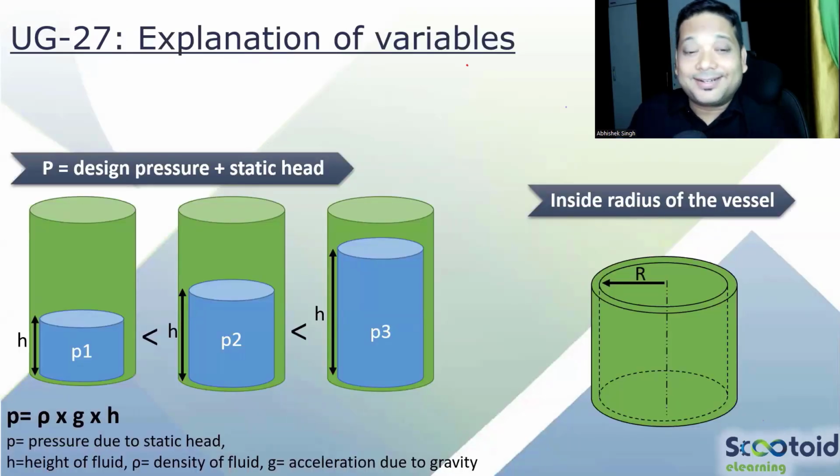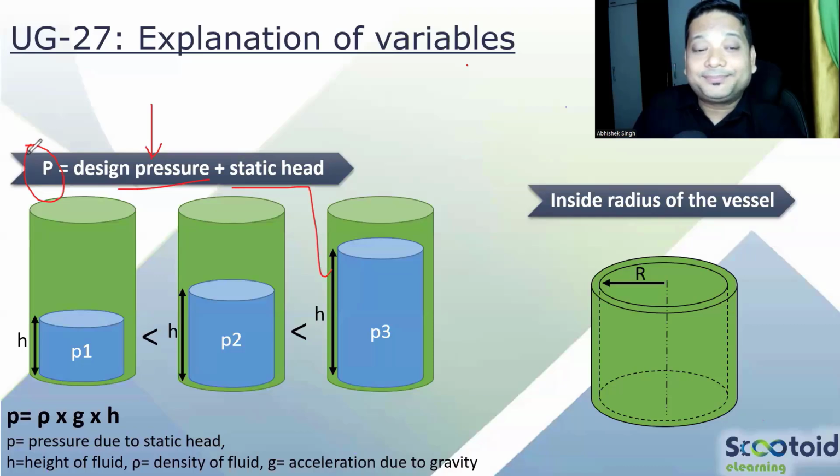Just a term, pressure: you have to include static head. That is the important part, which many times we miss out. Design pressure plus static head we call as design pressure. So the term P which you see here, if design pressure is given by client or maybe process department, you add static head and then you'll be able to get the value of P, right?